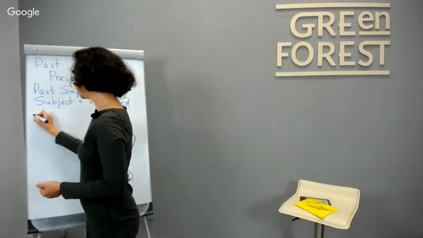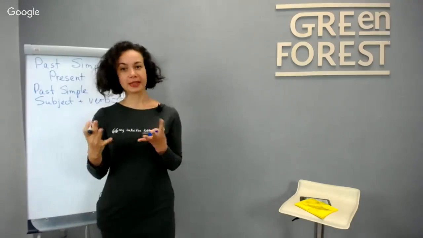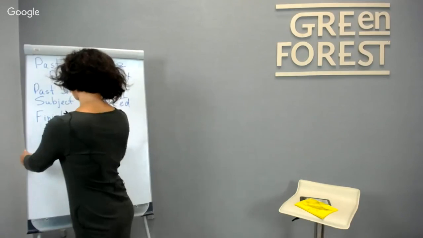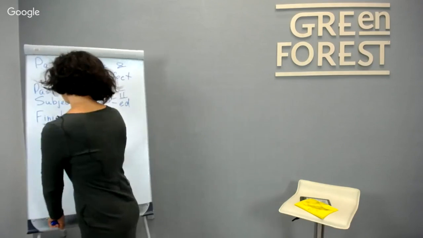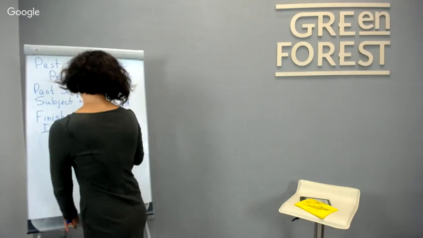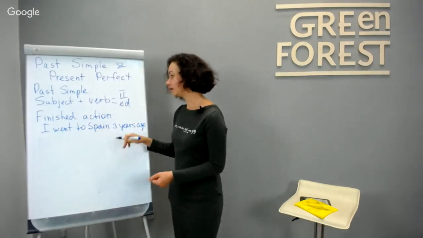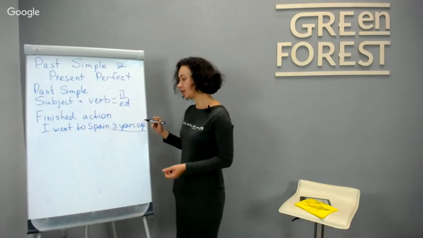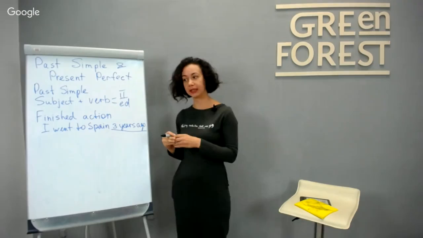The usage of past simple, first of all, we need to remember that the action is specified. We know exactly the time. So this is going to be finished action. For example, like we had there, I went to Spain 3 years ago. So the action is finished, we know exactly when it happened. It happened 3 years ago. So saying the time, we show that the action is finished. This is quite important. You have to keep it in mind.